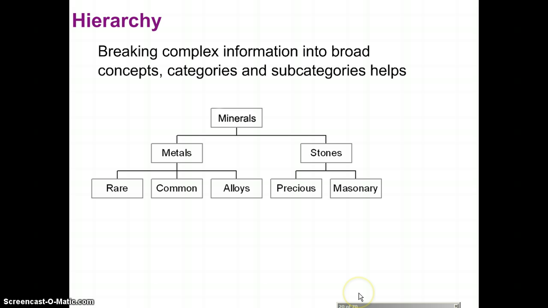We organize information into broad categories, such as minerals, and then subdivide and fill in more details. Under minerals, we might put metals and stones. Under metals, rare, common, and alloys, and so forth. Hierarchies are simply a good filing system that makes it easier to retrieve items later.